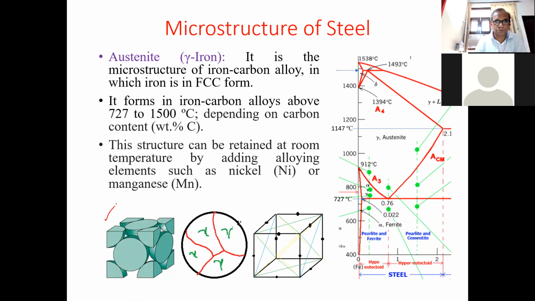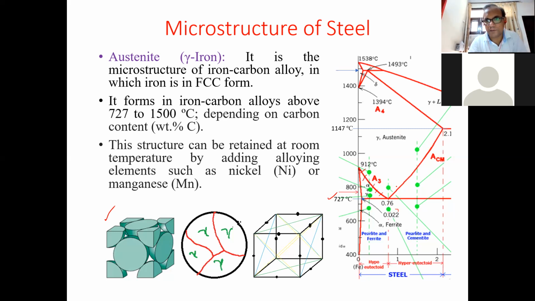Here I would like to tell you something. What I have written here is 727. It forms in iron carbon alloy above 727 to 1500 degrees centigrade. That is, for a carbon percentage, for example, say we take 0.76% of carbon, and if we heat this, then after reaching 727 degrees centigrade we will get this austenite structure, right? Similarly, we will get the austenite structure at different points, like here also.